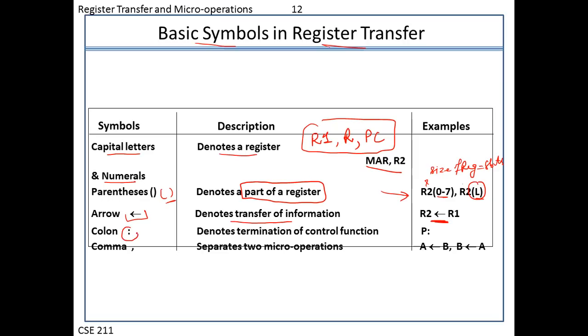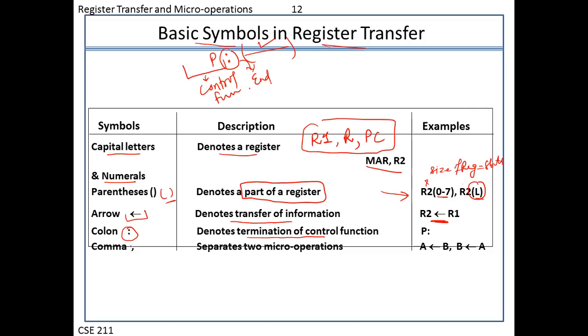The same is the case with the colon. The colon determines the termination of the control function. For example, as I was using previously, whatever I have on this side is the control function. Whenever the colon arrives, it means the control function has ended, and then whatever operation I want to perform, I will perform.